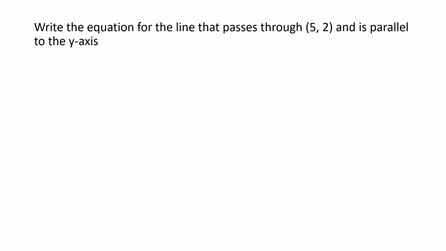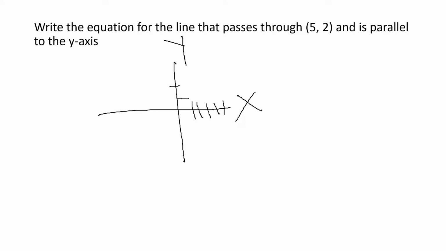Sorry. If I have a line that is parallel to the y-axis, so here's my coordinate system, x and y. This is going to pass through 5, 2, so 1, 2, 3, 4, 5, 2. Here's my point. And it's going to run parallel to the y-axis, means it's running right here.